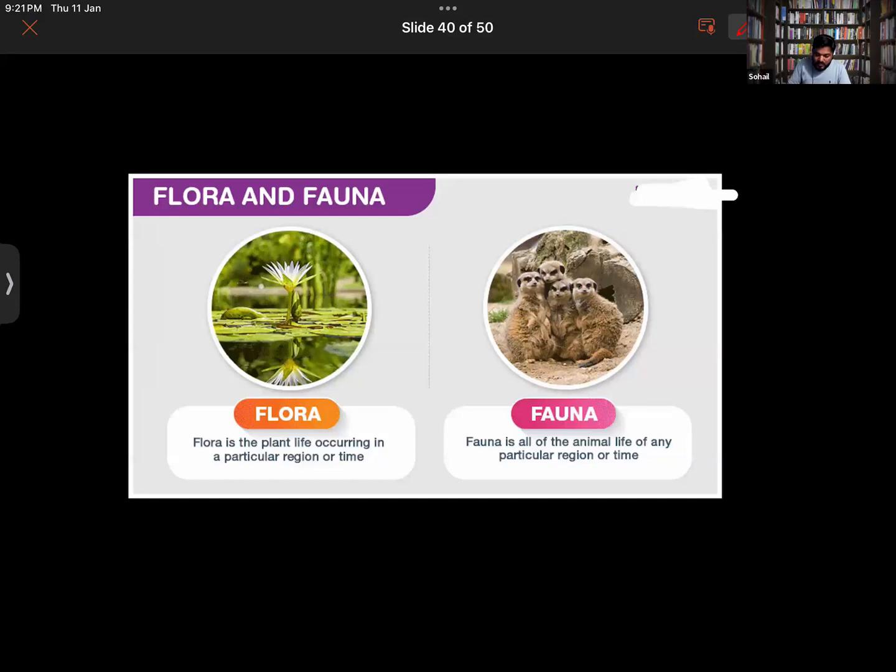Also, we would be talking about a particular region or time. For example, when the dinosaurs were alive, at that time the flora was different, the fauna might have been different, right? That was a different time. Right now it's a different time. So certain species of flora and fauna are found right now, and certain species of flora and fauna have gone extinct, that are no longer on Earth right now.